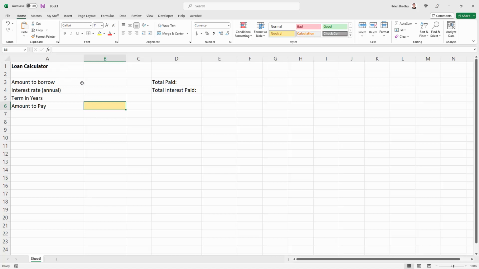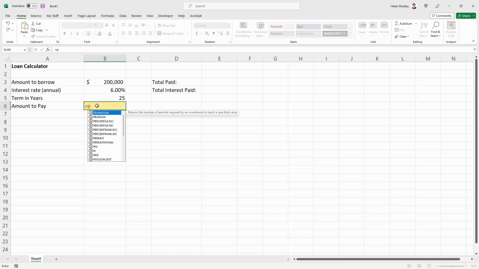This is a simple loan calculator that we can use to calculate how much we're going to pay on a loan. So I'm going to assume that we're borrowing for a house in this situation, and I'm going to say that we're going to borrow $200,000. The current interest rates are around 6%, so let's test it with 6%. The term in years is how long you're going to be paying the loan for, and let's assume you're going for a 25-year mortgage.